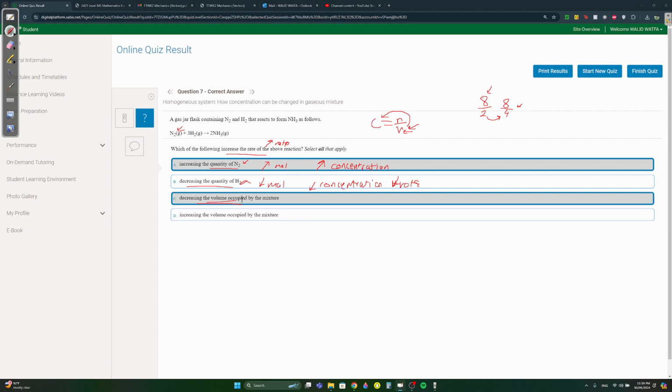So if you decrease the volume, it will increase concentration, therefore leading to a higher rate. Now, see, this is the opposite, increasing the volume. Of course, if you increase the volume, it will decrease concentration.